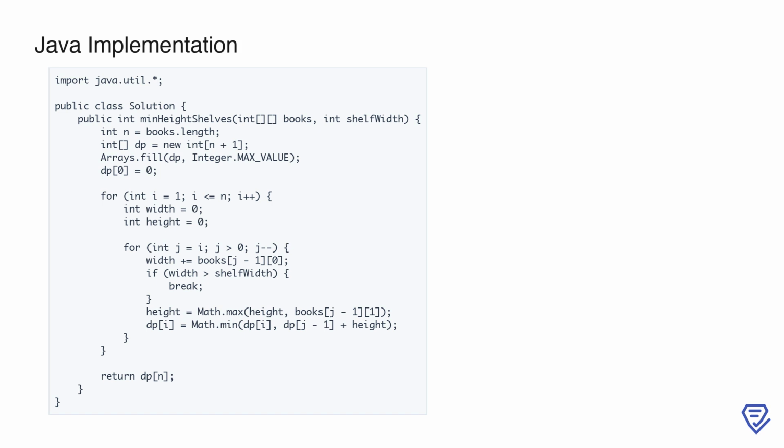The logic mirrors the Python implementation, utilizing a dynamic programming approach where the DP array stores the minimum height needed to arrange books up to a given index. Key Java-specific differences include the use of the Arrays.fill method to initialize the DP array and the use of standard loops and array indexing. The overall time complexity remains the same, n squared, due to the nested loop structure.